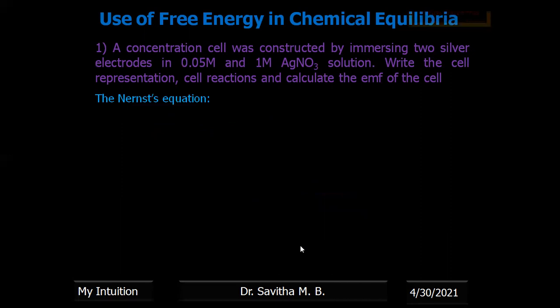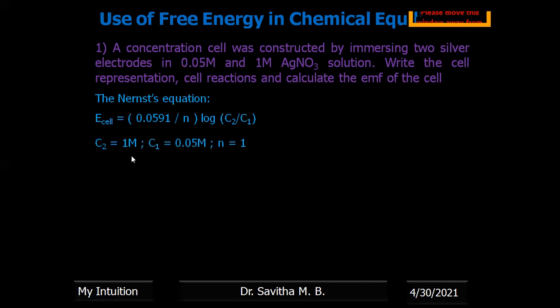Okay, so the Nernst equation for the cell is, see in the problem there is no temperature given, therefore directly you can consider it as standard temperature. The formula is 0.0591 divided by n log of C2 by C1. 0.0591 is constant, divided by n. Ag plus means n is equal to 1. C2 is higher, cathode will be 1 molar, anode will be 0.05 molar.